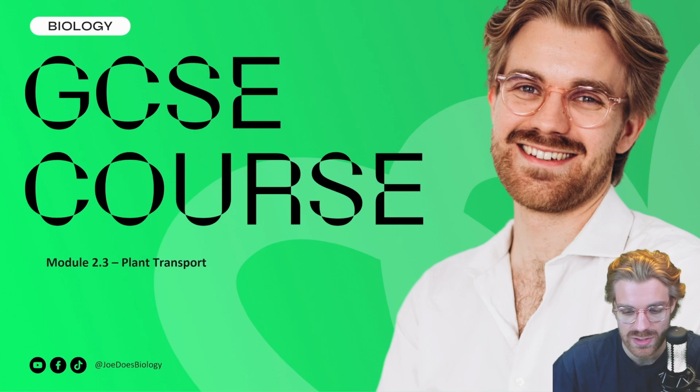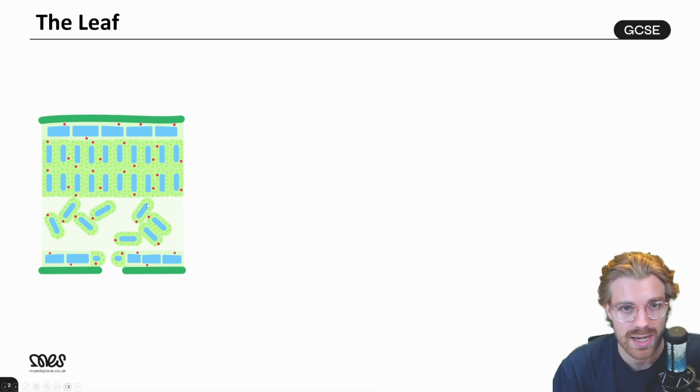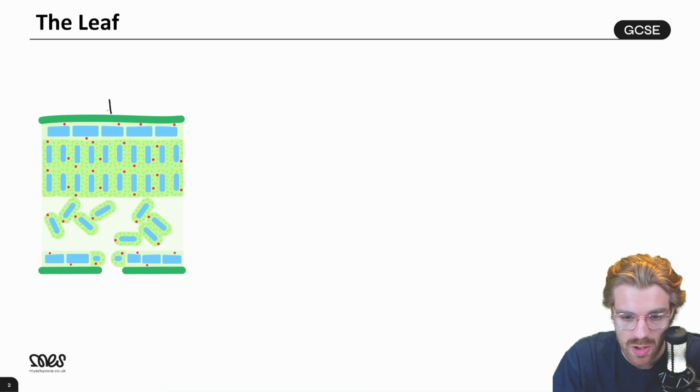Let's get into it. So the first thing we need to know when it comes to plant transport is the organization of the tissues in the leaf. So let's go through our layers initially. We're going to start at the top here with our waxy cuticle.